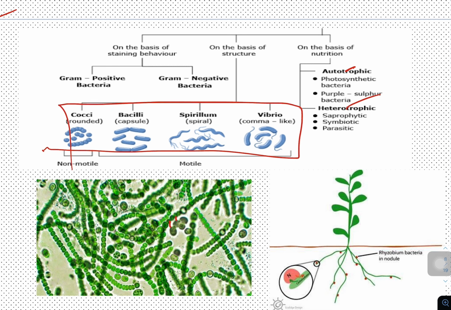There are different types of Eubacteria based upon their shape. If they are round, they are cocci. If they are rod shaped, they are called bacillus. If they are spiral, they are called spirillum. If they are comma shaped, they are called vibrio. Okay, this is about kingdom Monera.